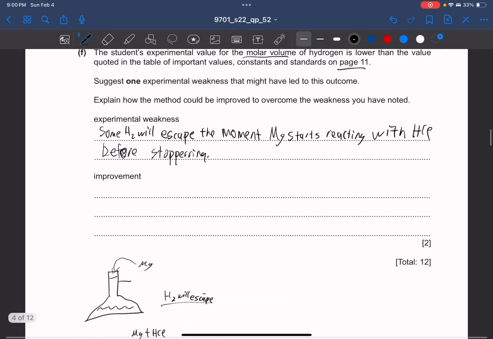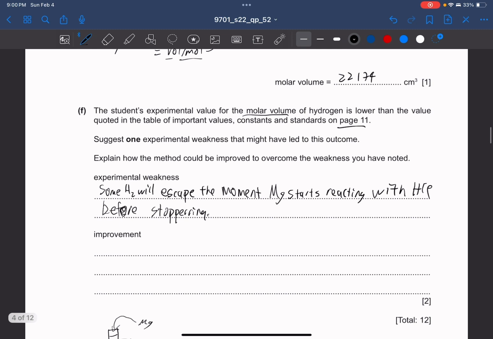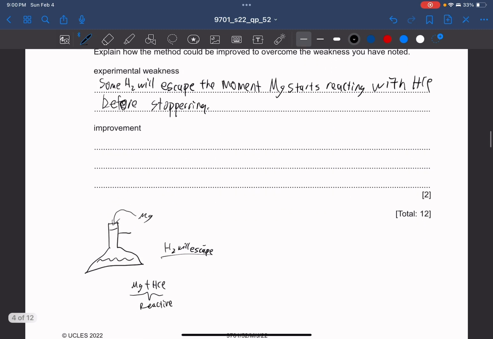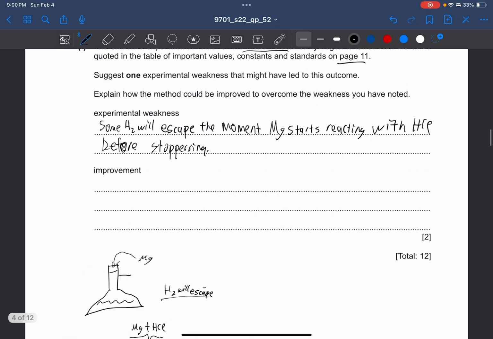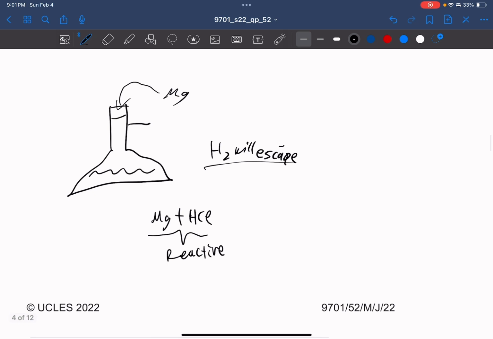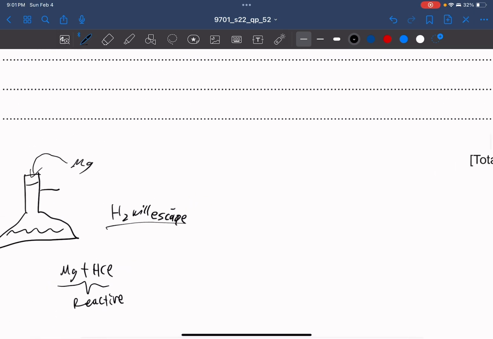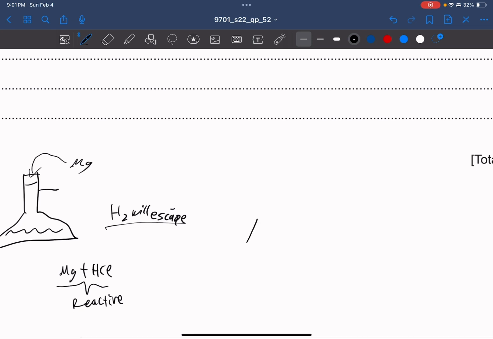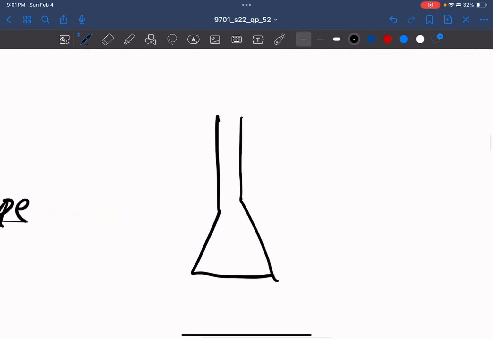And now we have to think of an improvement. And this is actually going to be a very common question in paper 5. Basically, if you need to stopper something, how are you going to make sure that no losses happen before that stoppering? So here, the problem was basically the Mg was reacting before we could stopper it. So how about we stopper the entire thing before it even has a chance to react.